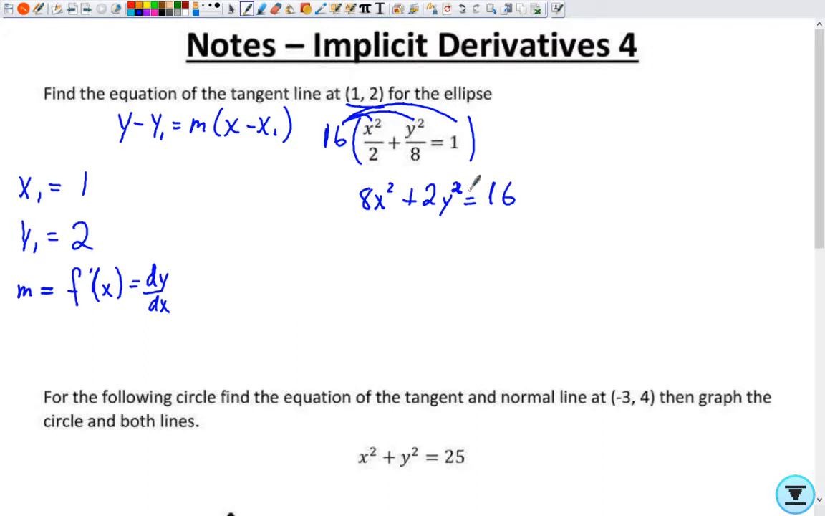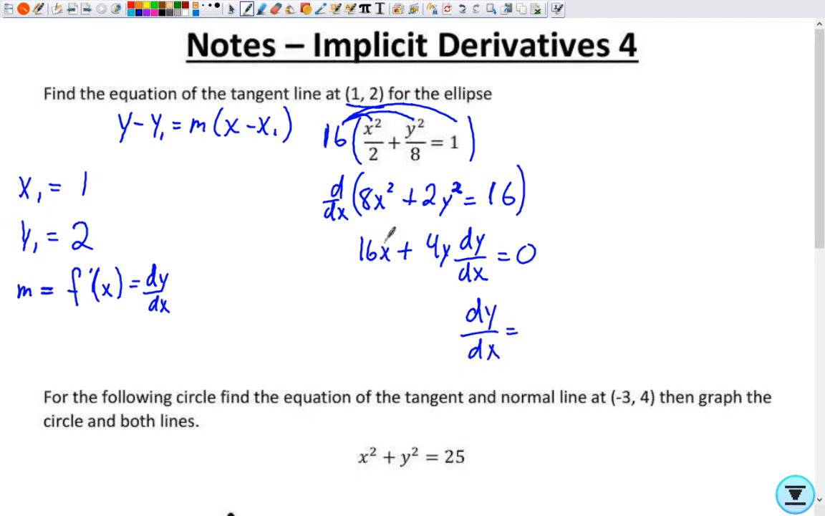Now, since I got rid of all of those fractions, I'm going to take the derivative with respect to x of both sides. So the derivative of 8x squared is 16x, plus the derivative of 2y squared is 4y dy over dx, equals 0. We solve for our dy over dx. We move the 16x over, we get negative 16x over 4y, which simplifies down to negative 4x over y. So that is our derivative.